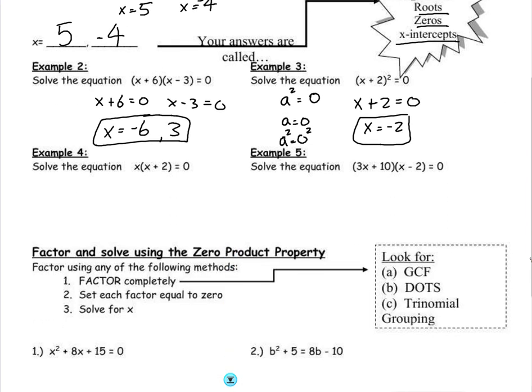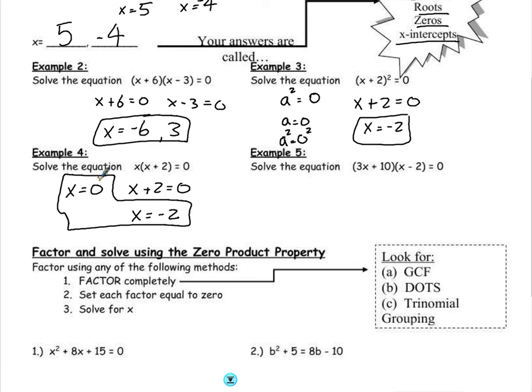Same thing here, set your parts equal to 0. My first piece of the product is x. Well, that's easy, x equals 0. The other piece is going to be at x equals negative 2, and both these values would represent my solutions.